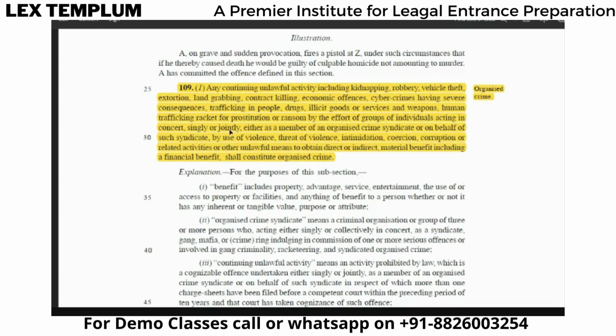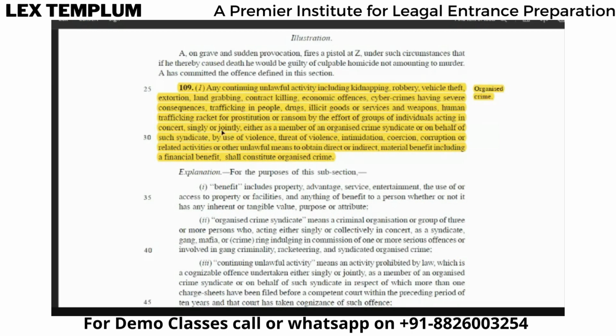So what all acts are included under the purview of organized crime? Kidnapping is there, robbery is there, vehicle theft. Vehicle theft is something newly defined in this also. Extortion, land grabbing, contract killing, economic offenses. It's the first time we are penalizing economic offenses under IPC. Cyber crimes also there. Drug trafficking, human trafficking.